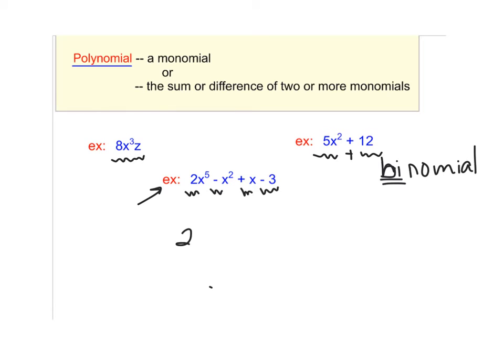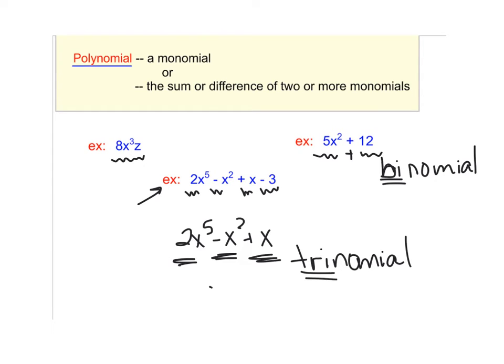And what if we had something like 2x to the 5th minus x squared plus x, we would see that this has 1, 2, 3 terms made up of 3 monomials being added together, so this would actually be a trinomial.